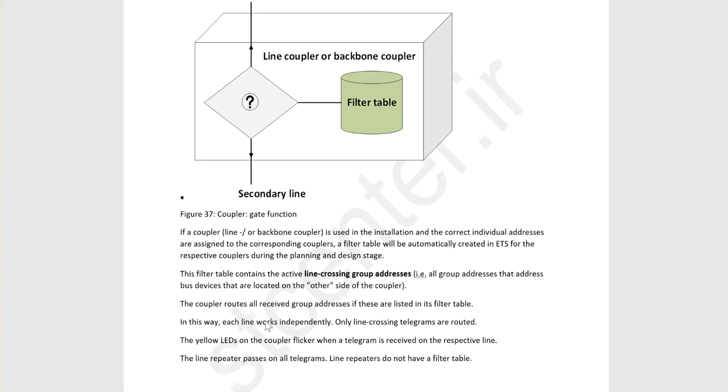The coupler routes, or allows to transmit, all received group addresses if these are listed in the filter table. In this way, each line works independently. What does it mean? For example, you have a building with 10 floors. On the first floor, there is some command to control the lights, the shutter, or the HVAC system. There is no need to send this telegram to floors 2, 3, 4. There is no need. It should be blocked.